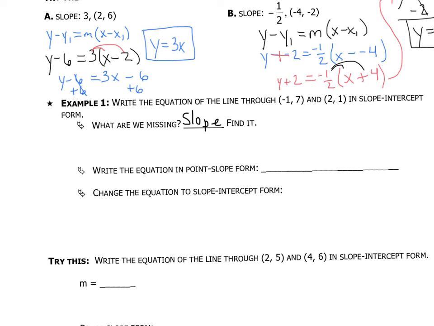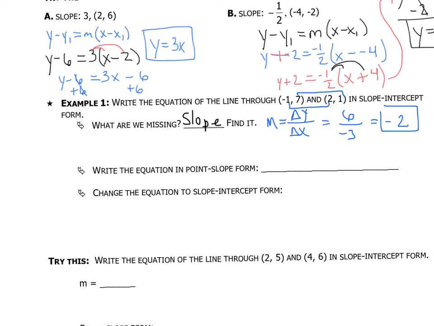We know that slope, and let me change the colors here, slope is m, and that is the change in y over the change in x. So we subtract our y's: 7 minus 1 is 6, and subtract our x's: negative 1 minus 2 is negative 3. Then we reduce. 6 over negative 3 is negative 2. So now we have our slope, and now we have points.